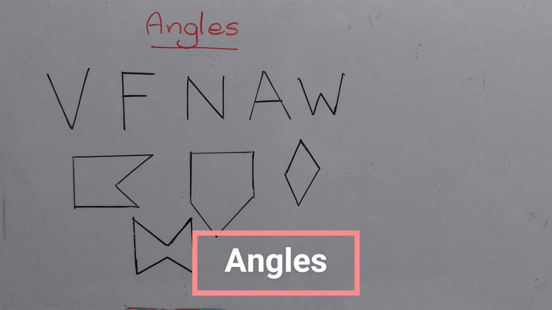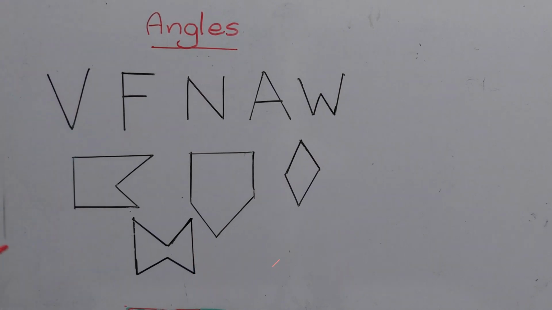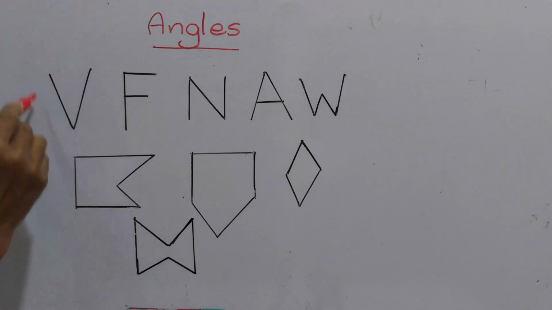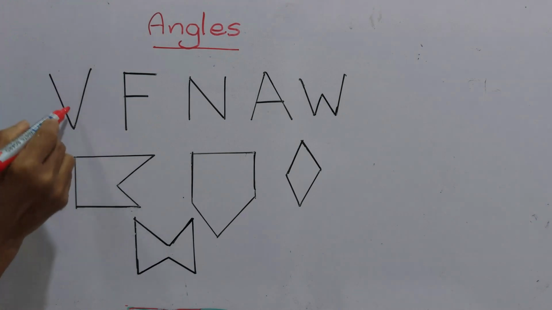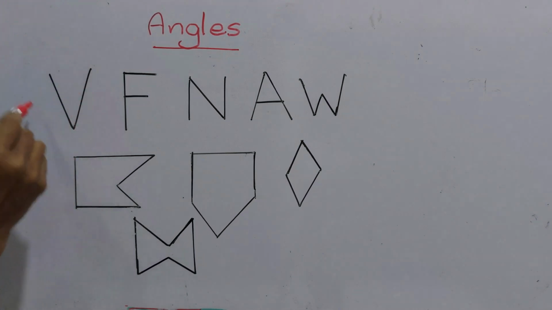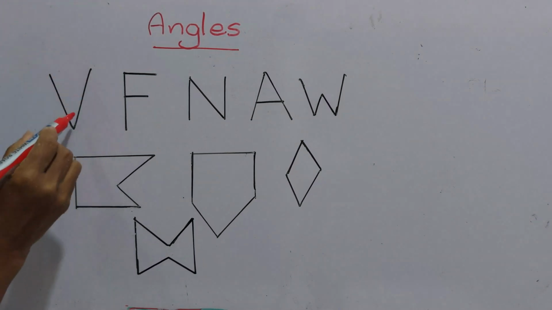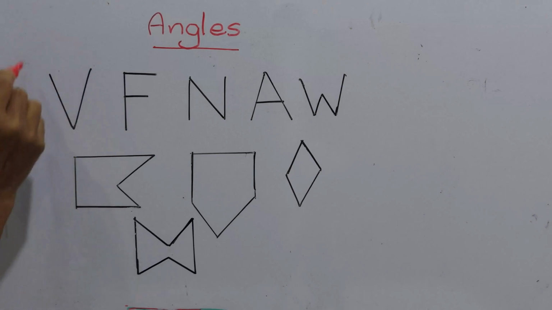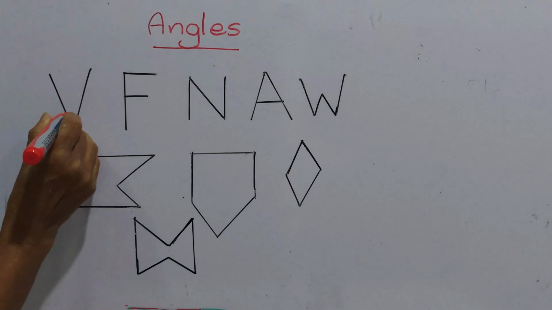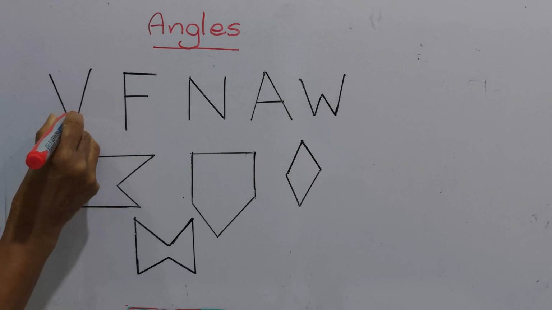Today, under the angles lesson, I'm going to introduce you to some types of angles. Now look at this figure, the first figure. What do you think about this? Yes, this is the letter V. What can you see inside this letter V? Here, what is this? This is an acute angle.